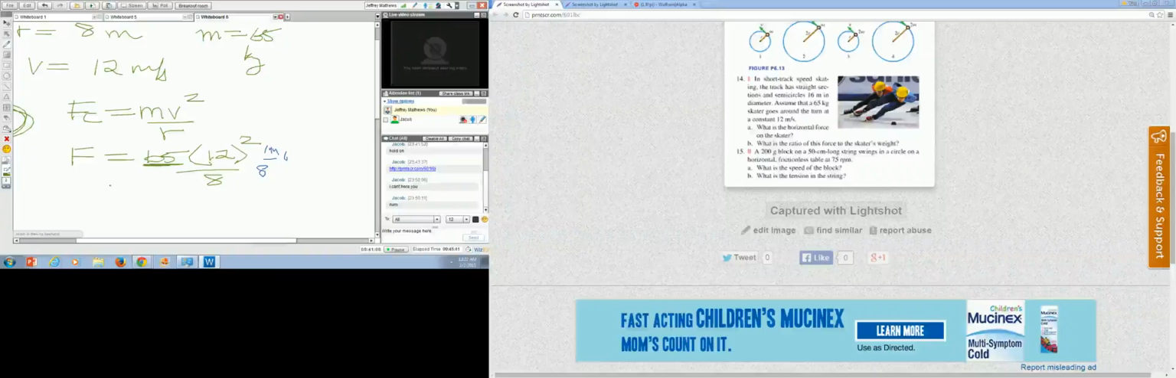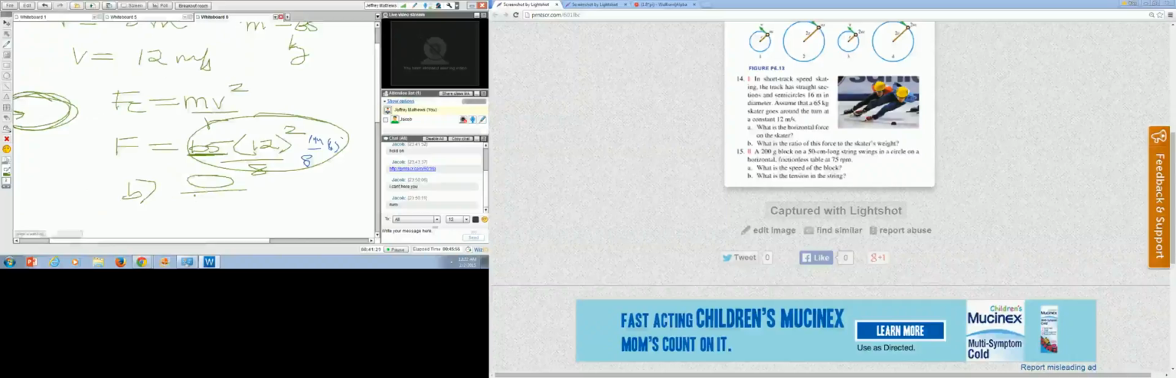Part B, they ask what is the ratio of this force to the skater's weight? So whatever number you get here, divide it by the weight of the skater. What is the weight? Weight is m times g, so 65 times 9.8. That's 1170 newtons. You divide that by the weight and you get the ratio. Is that fine?